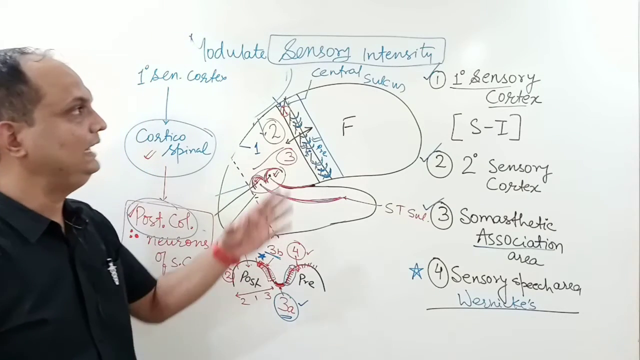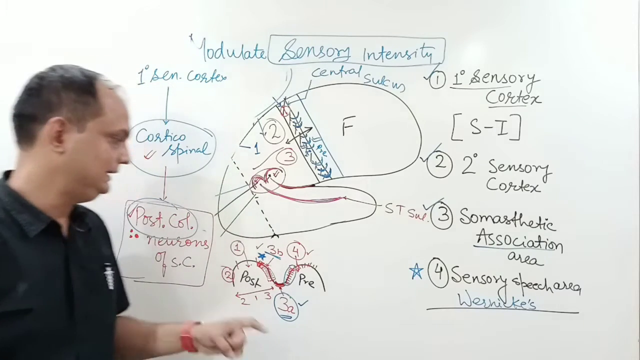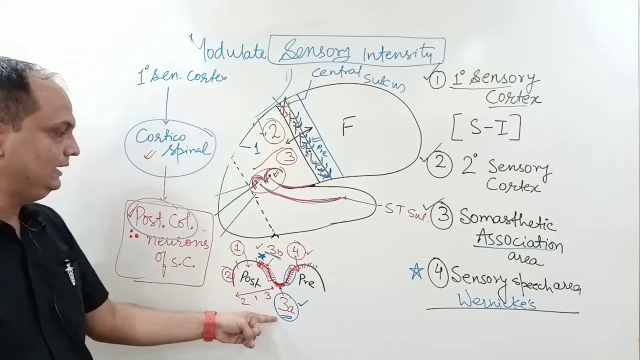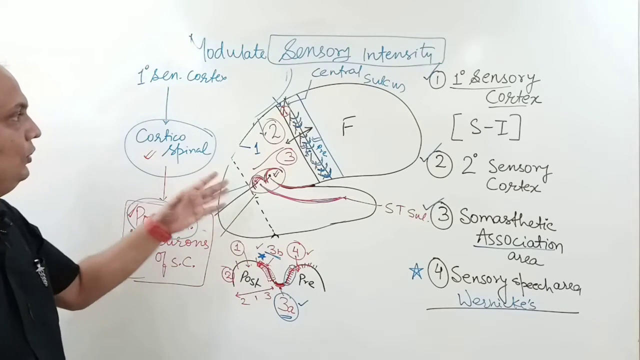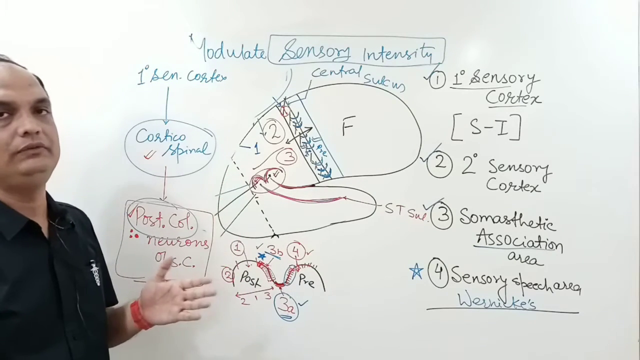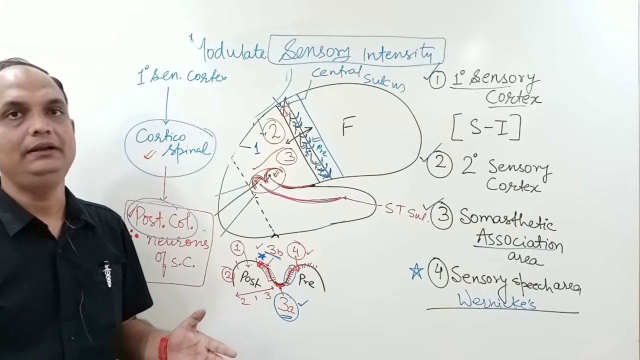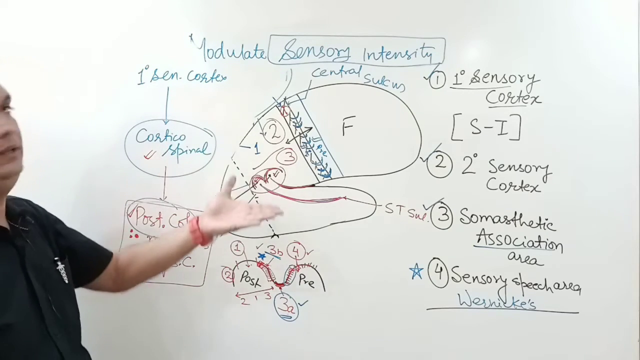Okay? So whenever you study the primary sensory cortex, you have to know the area numbers, that is 3, 1, 2, what is 3A, what is 3B. Then you should know the role of the primary sensory cortex, that it is the chief site where you will have the interpretation and determination of the chief sensations which are coming from the thalamus.